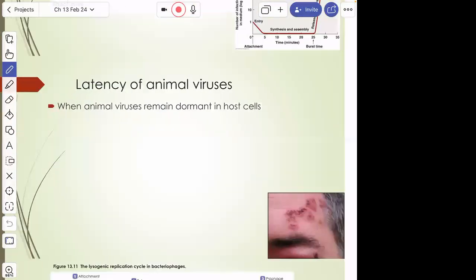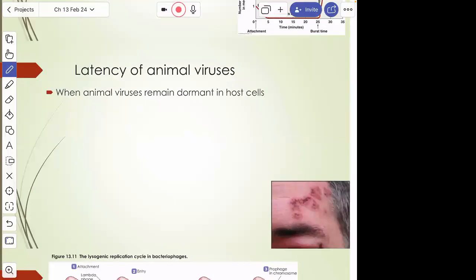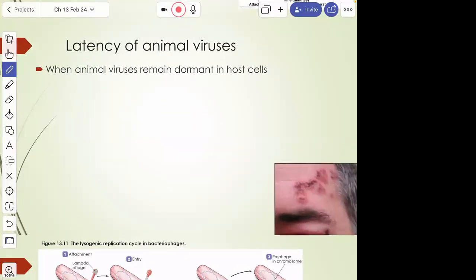All right, so viruses that infect animals, okay, also can do the lysogenic replication cycle, but for animal viruses, we don't call it lysogeny, we call it latency, okay? So that's when animal viruses remain dormant in host cells. This is just basically lysogeny in animal cells. It's called latency.